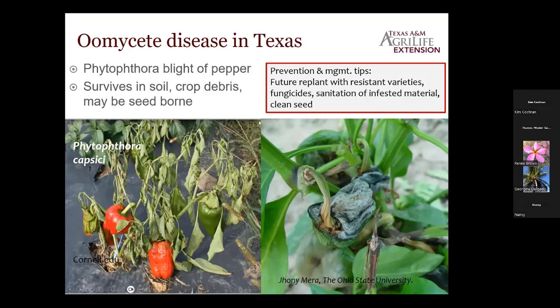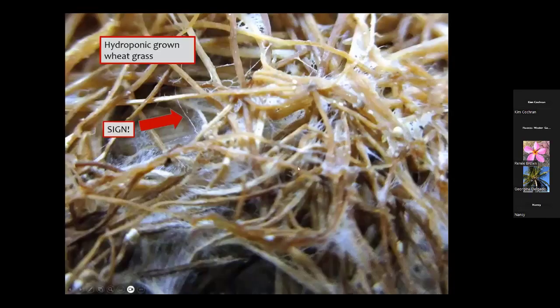So we really focus on future replanting with resistant varieties, vigilant use of fungicides, and sanitation of infested material, because you don't want to leave stuff around to be a source of pathogen for next year, and clean seed, which is especially important if you're saving seed or trading seed with a friend. Just be really vigilant about what type of fruits you save seed from.